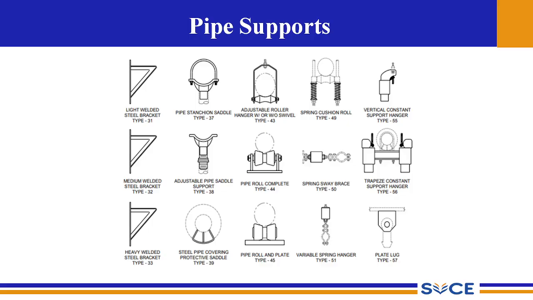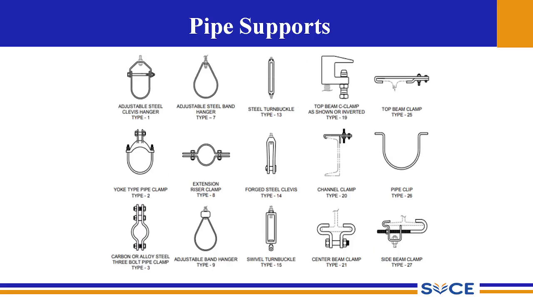The next we move on to type 25. Type 25 is the top beam clamp. It is a device which requires no welding and it will attach to the top flange of a structural shape where the vertical rod is required to be at the edge of the flange. So with this top beam clamp, as you can see, the vertical rod is required to be at the edge of the flange, and this type of support does not require any welding and it attaches to the top flange.